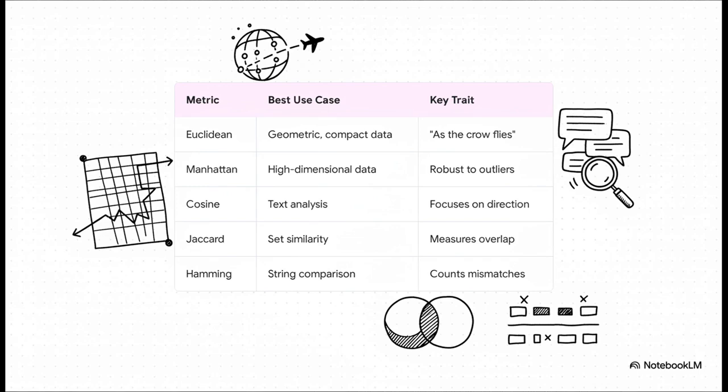If you're dealing with something geometric, like actual map data, or you have nice dense clusters, Euclidean is a great place to start. If you've got tons of dimensions or data that feels like it's on a grid, Manhattan is probably your best bet. It's just more robust. Analyzing text, you're going to want cosine. Comparing what different users like, Jaccard is your friend. And finally, if you're comparing strings or checking for errors, Hamming is the no-brainer.